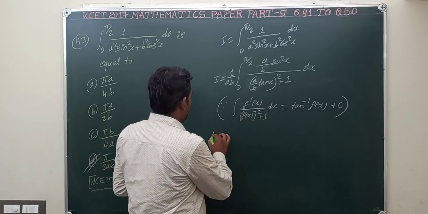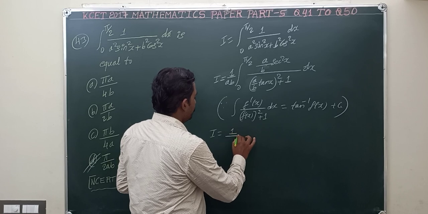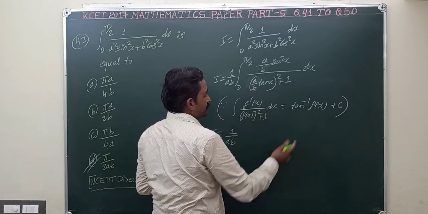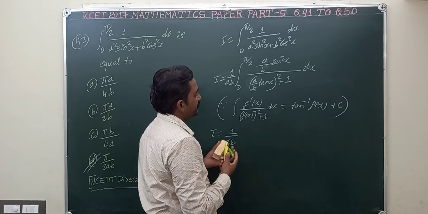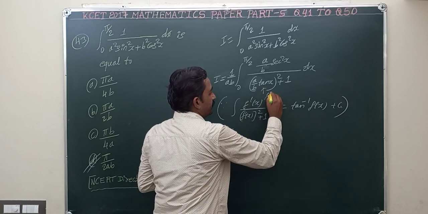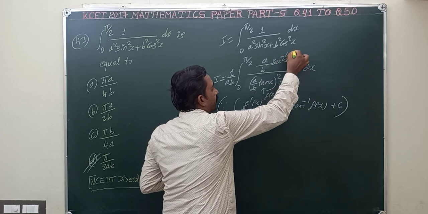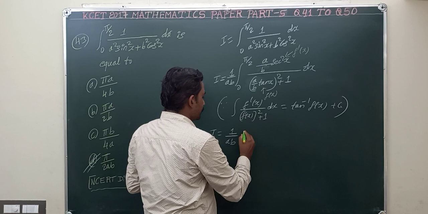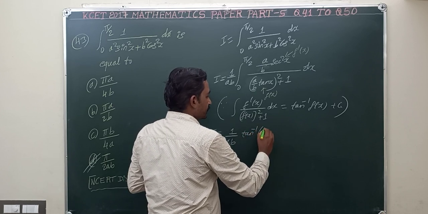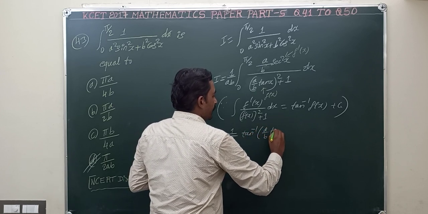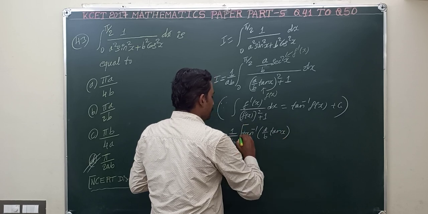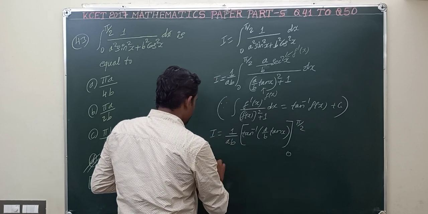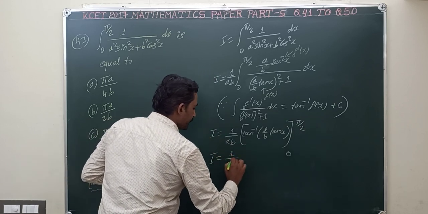So in this case, I is equal to 1 by ab, it is the constant, and the answer of the integral is tan inverse of f of x. Here this is f of x, and this is f dash of x. So directly we can write tan inverse of f of x, nothing but a by b tan x. Now apply the limit from 0 to pi by 2. So I is equal to 1 divided by ab.